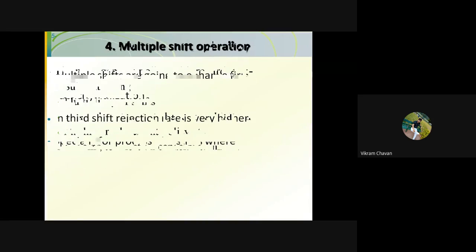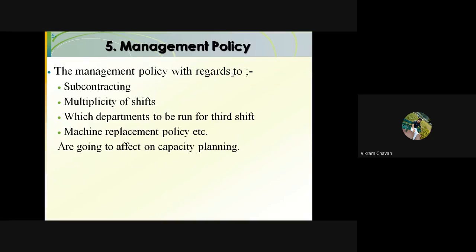So the next point is related to the factors influencing effective capacity, that is nothing but management policy. Now we have to think about forecasting demand, then subcontracting, then multiple shift operation. All such things will come under management policy. What management policies are implemented related to this? What is the policy of the companies related to multiple shifts, subcontracting, and which department is to be run for a third shift?